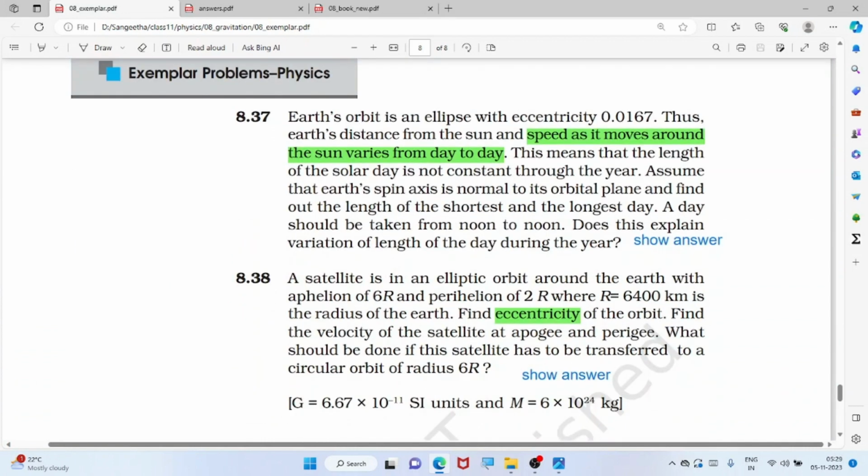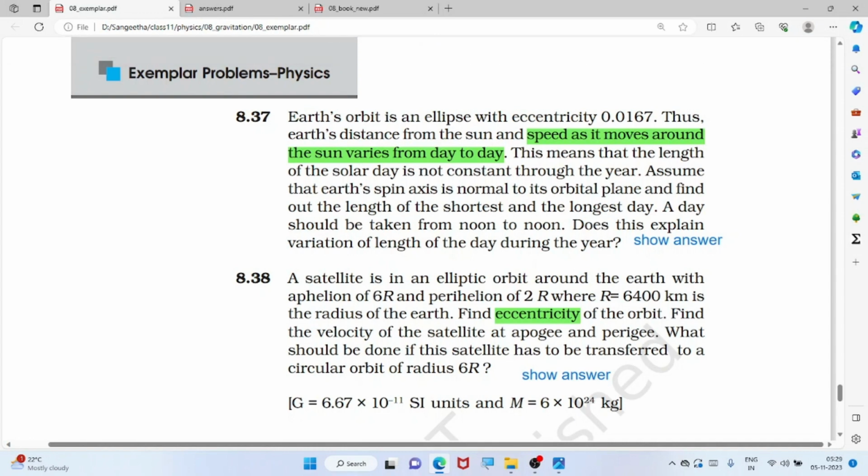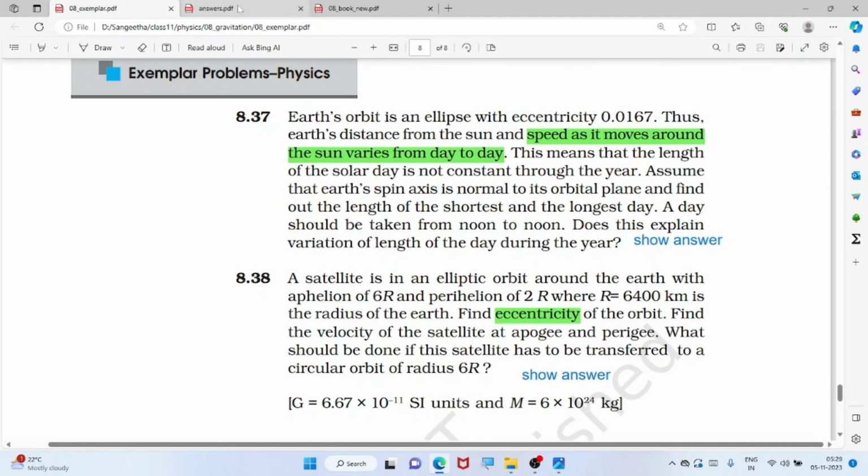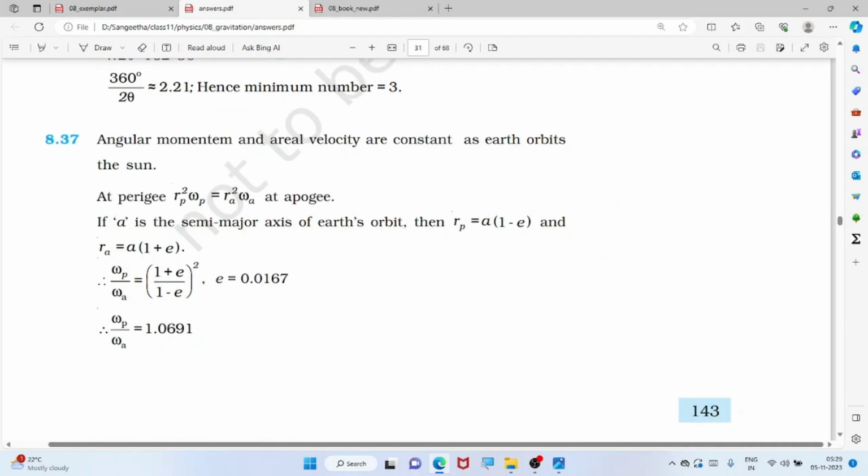Earth's orbit is an ellipse, with approximately this eccentricity. Thus, the Earth's distance from the Sun and the speed at which it moves around the Sun vary from day to day. Okay, this means that the length of the solar day is not constant throughout the year. Okay, that 24 hours is not constant throughout the year. They are saying assume that the Earth is... Okay, you can go through this answer.